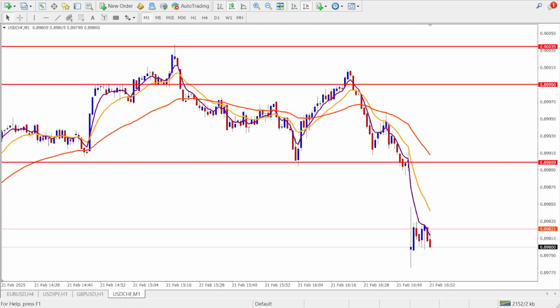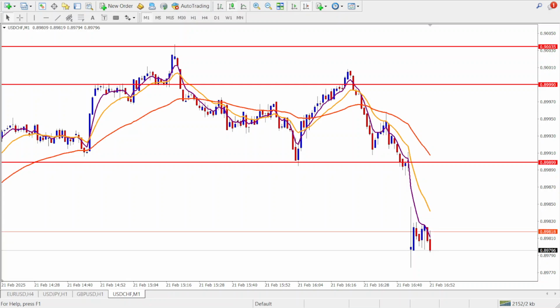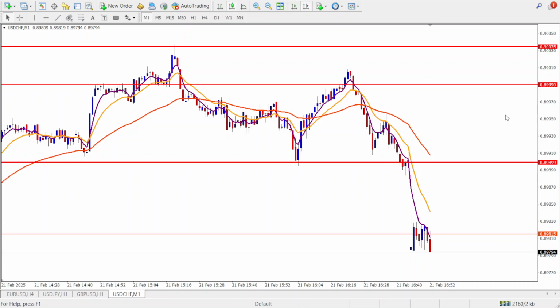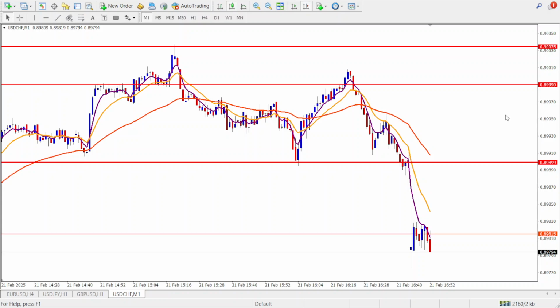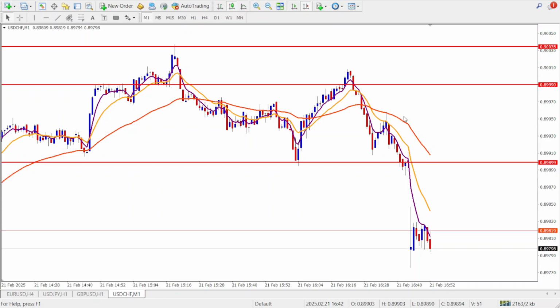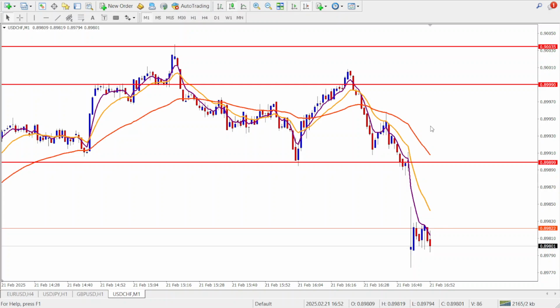Here are a few ways to improve accuracy. First of all, do not trade just during any session. Try to trade only during high volume sessions. The London and New York sessions offer the best scalping conditions, so avoid slow markets.